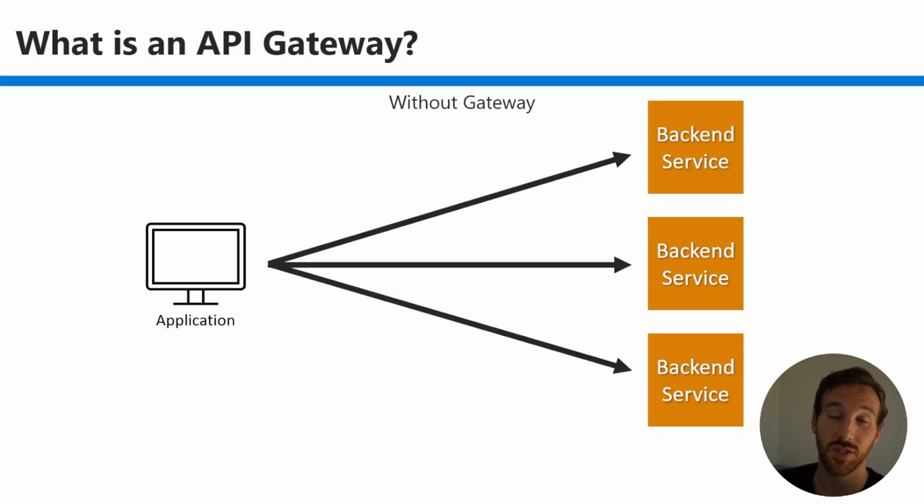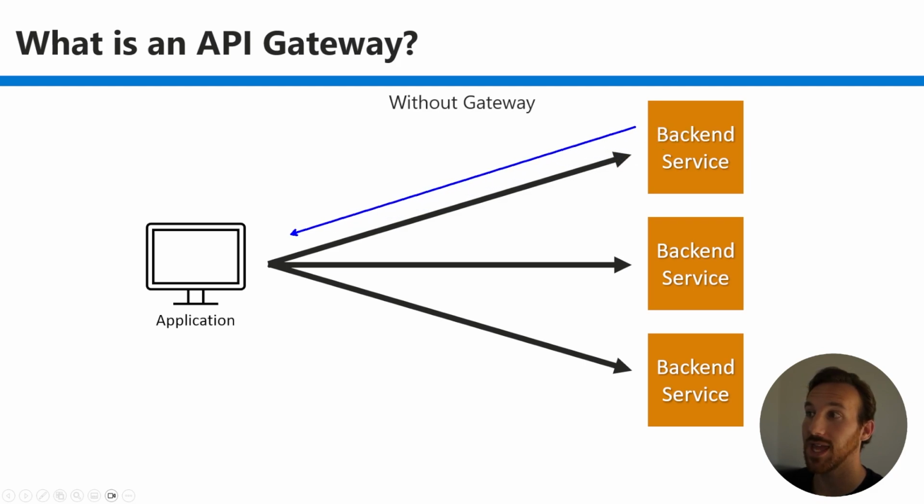Now, most applications don't just have one back-end service. A lot of times they'll be reaching out to multiple back-end services for multiple different functions. And this is without an API gateway. So the application would reach out directly to different back-end services, and those back-end services would respond back with any information that the application requested.